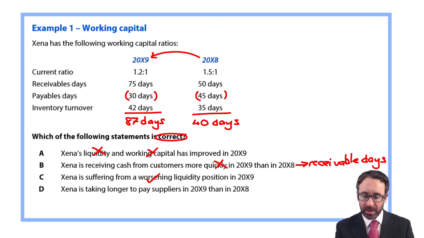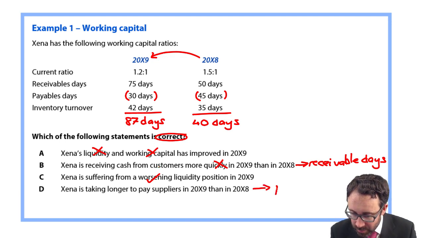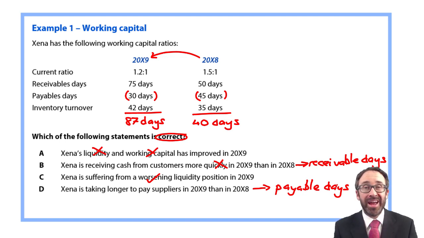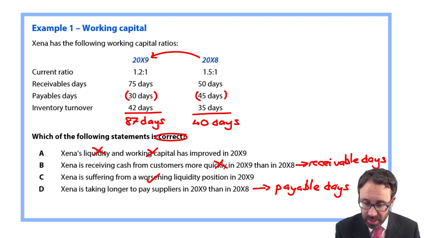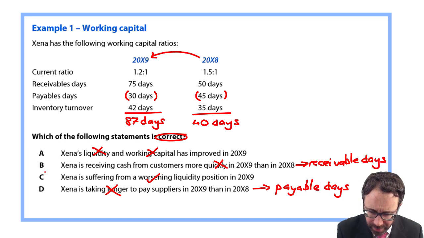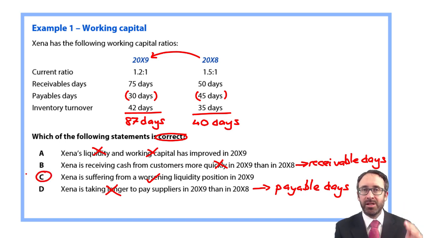Let's just double check. D says Zena is taking longer to pay suppliers. So that will come about from our payable days. And if you look at our payable days, it's gone from 45 down to 30 days. So we are now paying our suppliers in 30 days when previously it was 45 days. So we're paying them 15 days quicker. So it's not taking us longer, it's actually taking us much quicker. So that example, the answer there is C.